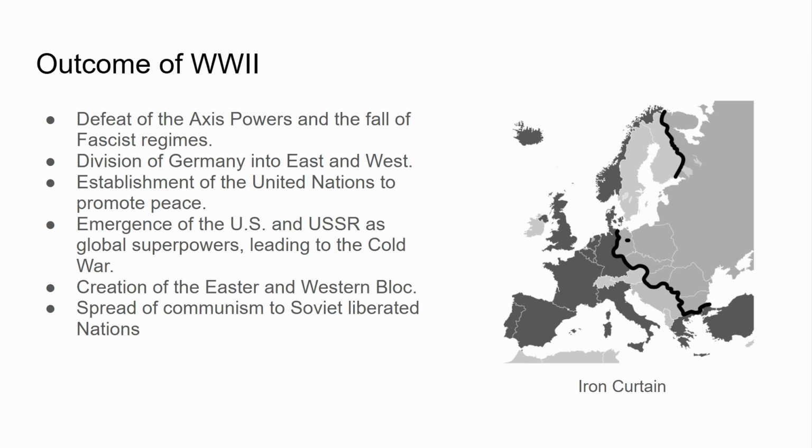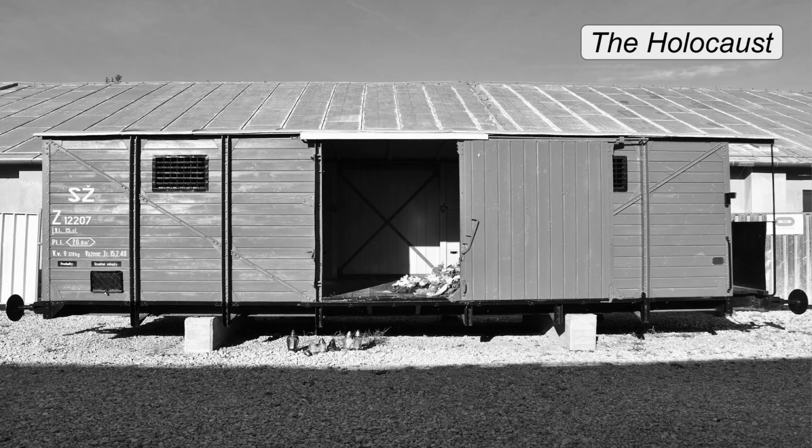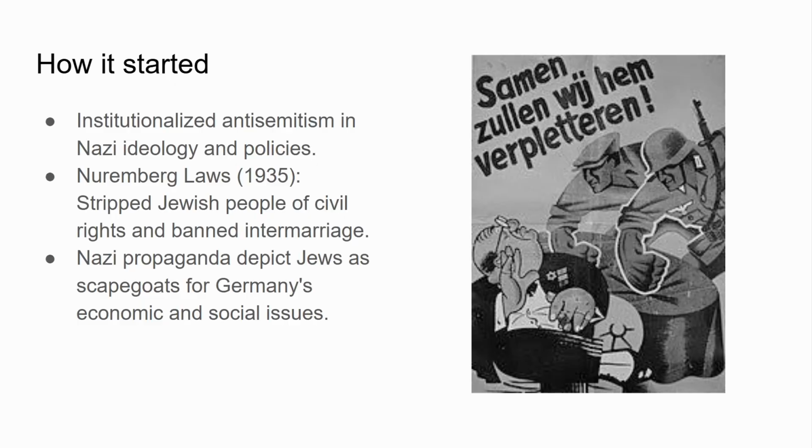And another outcome of World War II was the massive spread of communism to Soviet liberated nations. So that would be the Eastern Bloc, or nations would be Korea, Vietnam, Bangladesh, China. Next slide. The Holocaust. Next slide. How the Holocaust started.